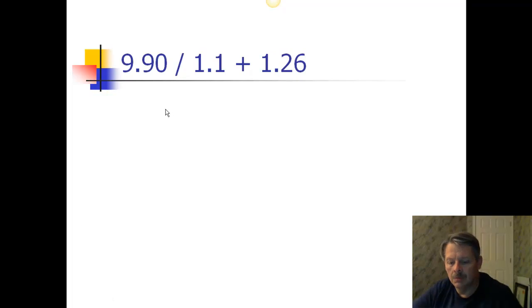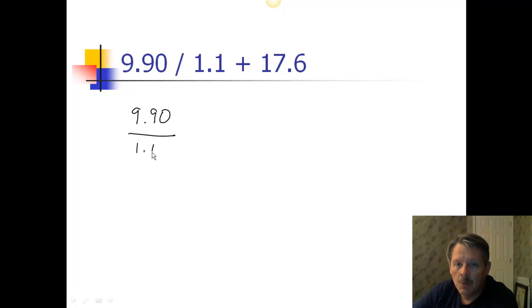Alright, so I take 9.90 and I divide by 1.1. So what do I get? Well, be very careful. What I really get is I have 3 sig figs up here, 2 on the bottom. I really get 9.0. When I add that to 17.6, notice that my 0 is significant. I get 6, and then I have to add this, and I get 26.6. Okay.